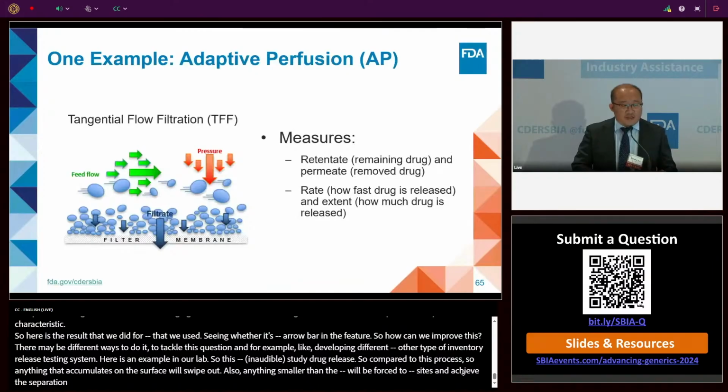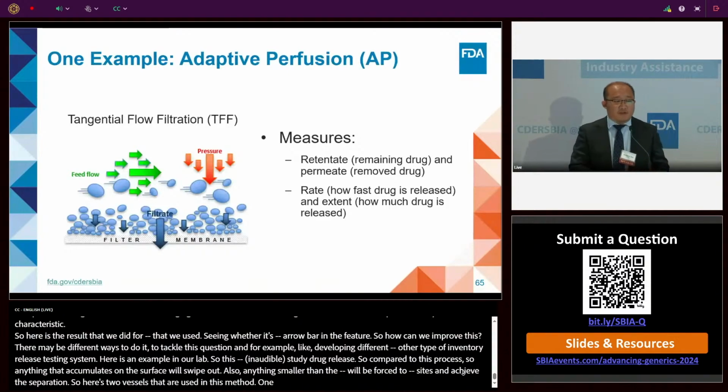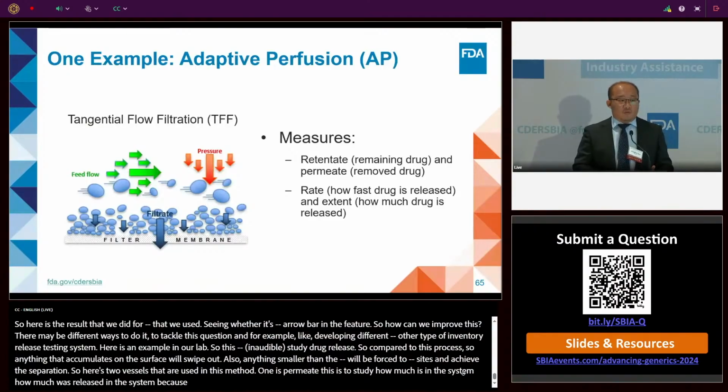There are two vessels used in this method. One is named the retentate vessel, and one is named the permeate vessel. The retentate vessel is used to study how much drug remains in the system, and the permeate vessel is used to study how much drug was released from the system. Because the entire system is recorded, it is easy to calculate the rate and extent of the drug release.